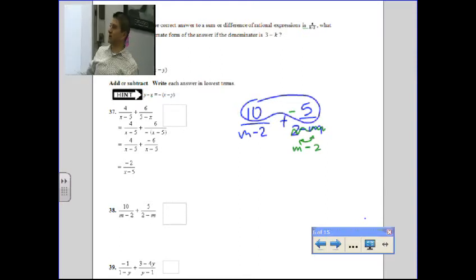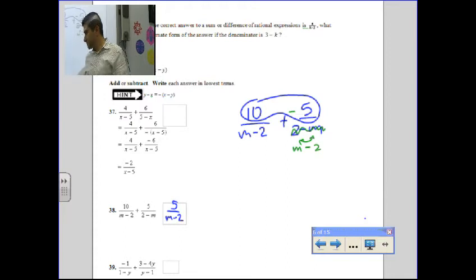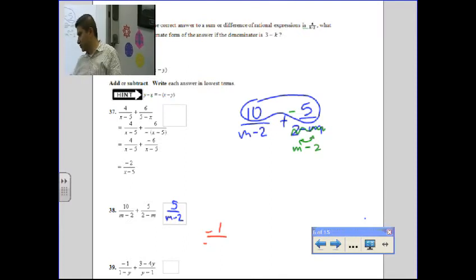10 minus 5 is 5. The denominator now is m minus 2. It's the same for both, so you keep it the same. So nothing's changed. We're still trying to get just a common denominator. So let's do number 39.